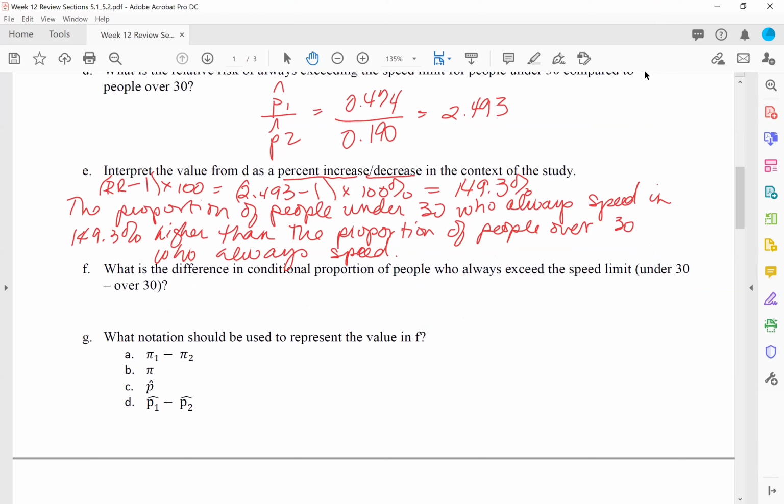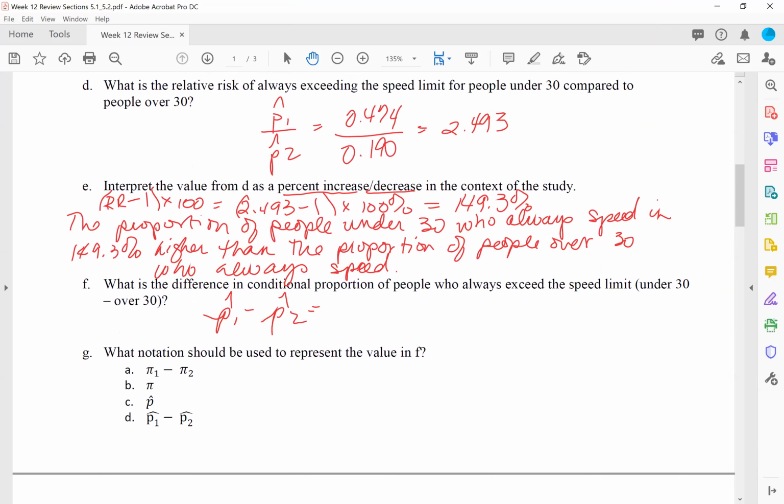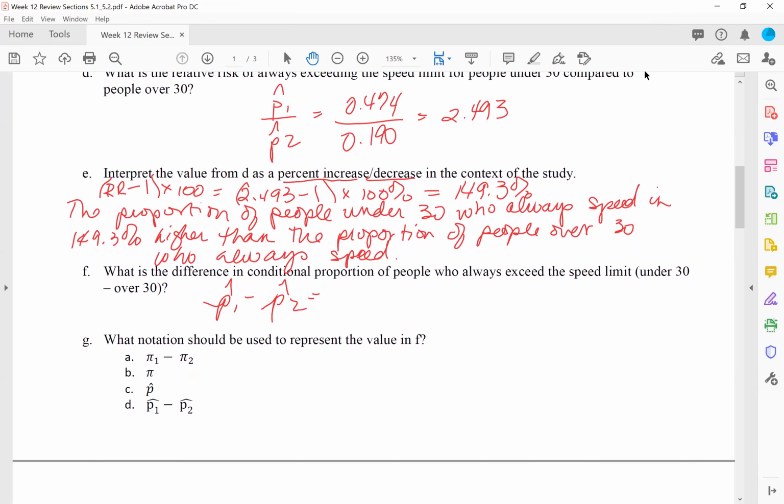Okay, how would we find the difference in conditional proportions? So we're looking at p hat 1 minus p hat 2. How do we find that value? 0.474 minus 0.19. Or actually, I might have that backwards. Nope, you had it right, because our p hat 1 is the under 30, so we're taking under 30 minus over 30. Okay, and that's the notation that we use for the difference in proportions.